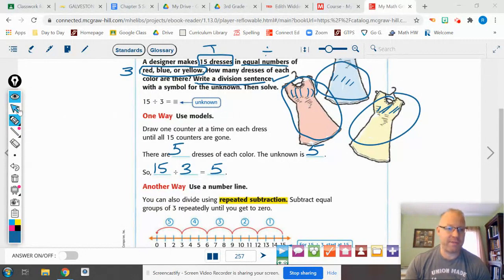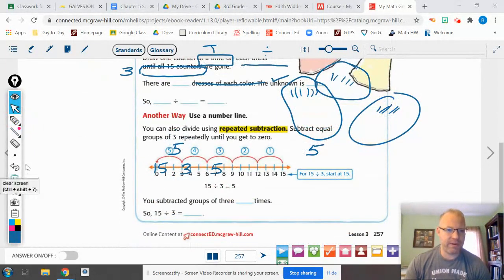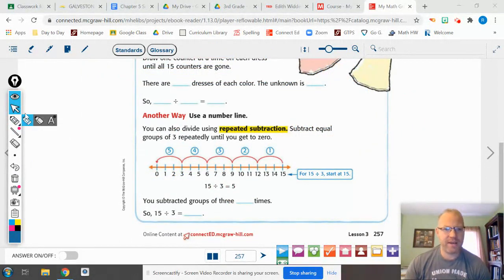Let's check out what happens if we use a number line. Pause the video if you need those notes, and let's check it out. Another way to use a number line, you can also divide using repeated subtraction. Just like in multiplication, you can use repeated addition. In division, you can use repeated subtraction. Subtract equal groups of 3 repeatedly until you get to 0.